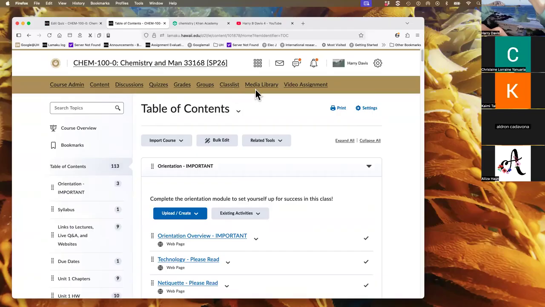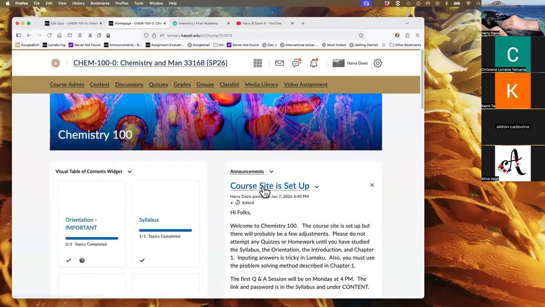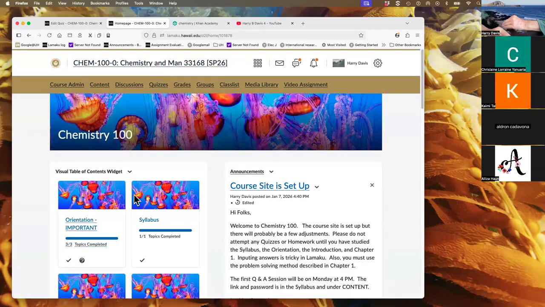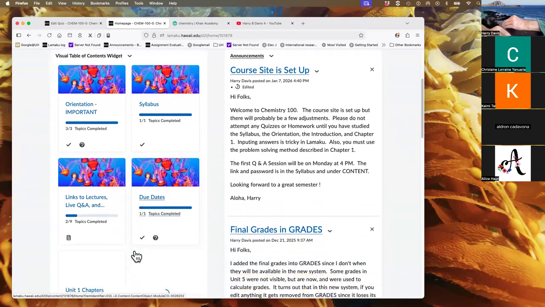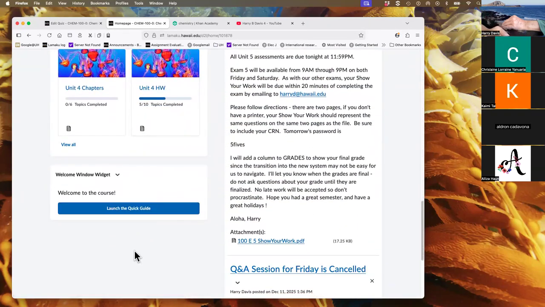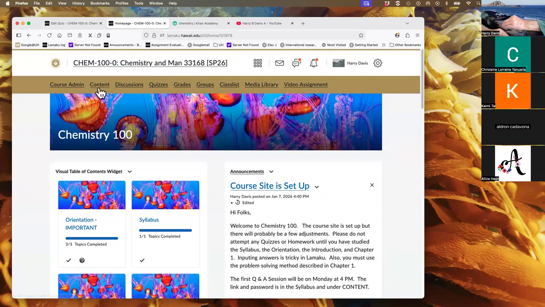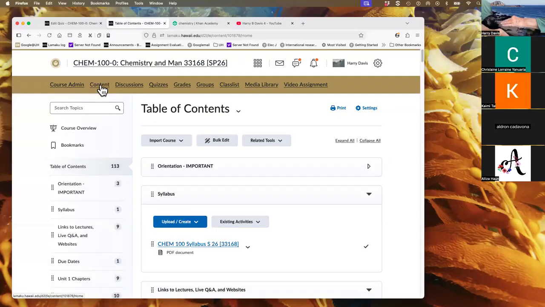Is there anything I left out over here? Oh, I know. If you're ever on this page and you're lost and trying to find stuff, just go here. If you click on that, you get to the announcements, you get to another clickable place where all the different parts are. But all these links over here are also found in content.